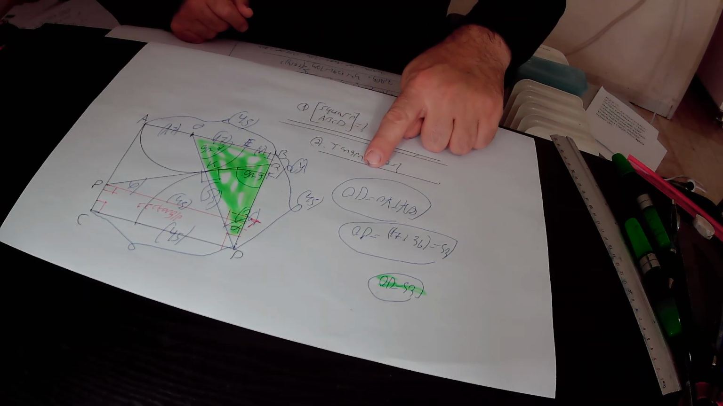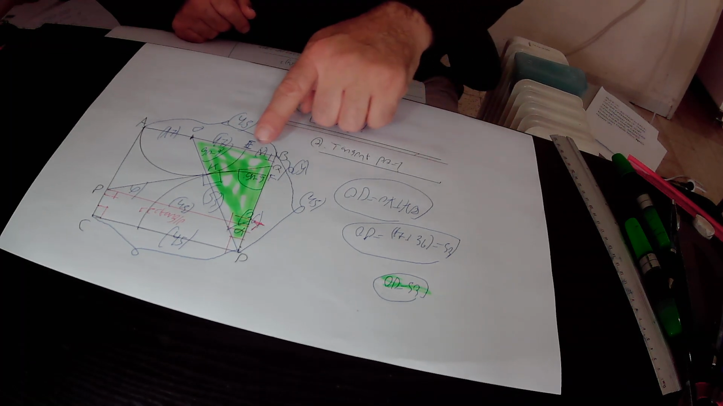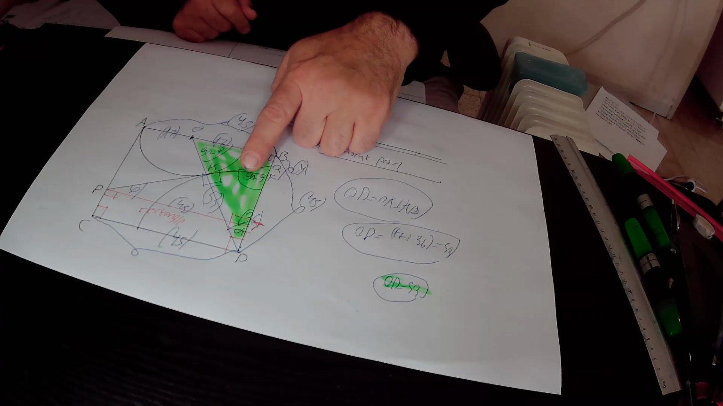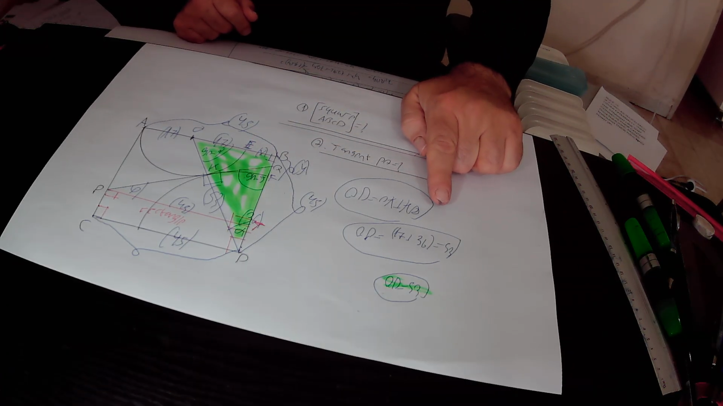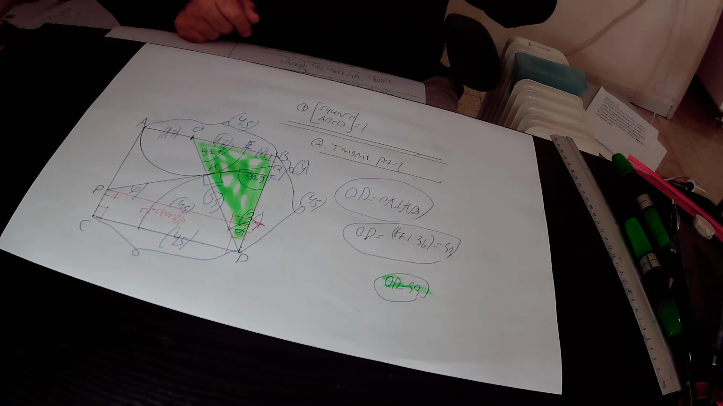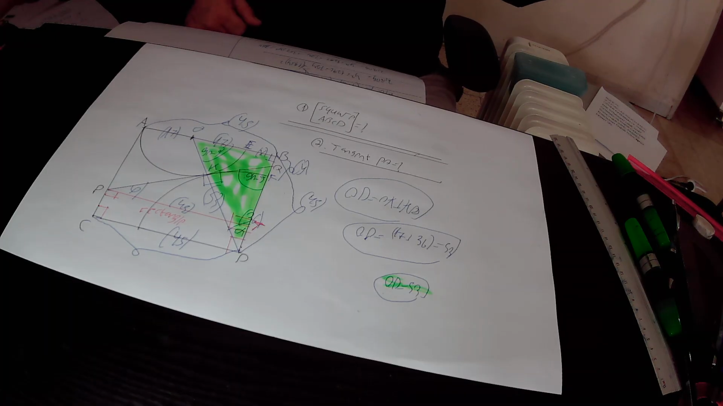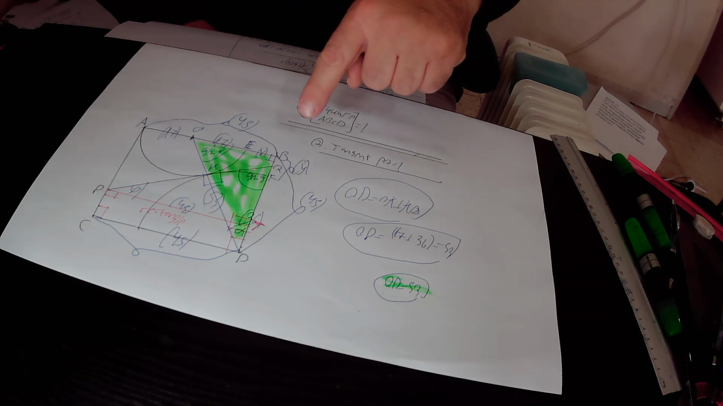So OD total equals OK, this is the radius of the semicircle, that is 17, plus KD. KD is the radius of the quarter circle, that is 36. So in total, OD equals 17 plus 36, that is 53. OD equals 53. So the next step, we implement the Pythagorean theorem on this given triangle ODB.